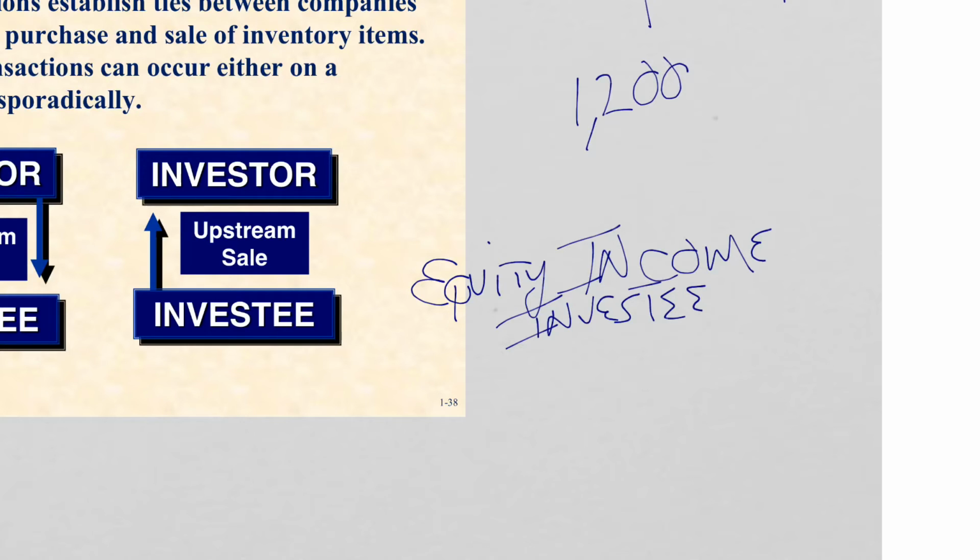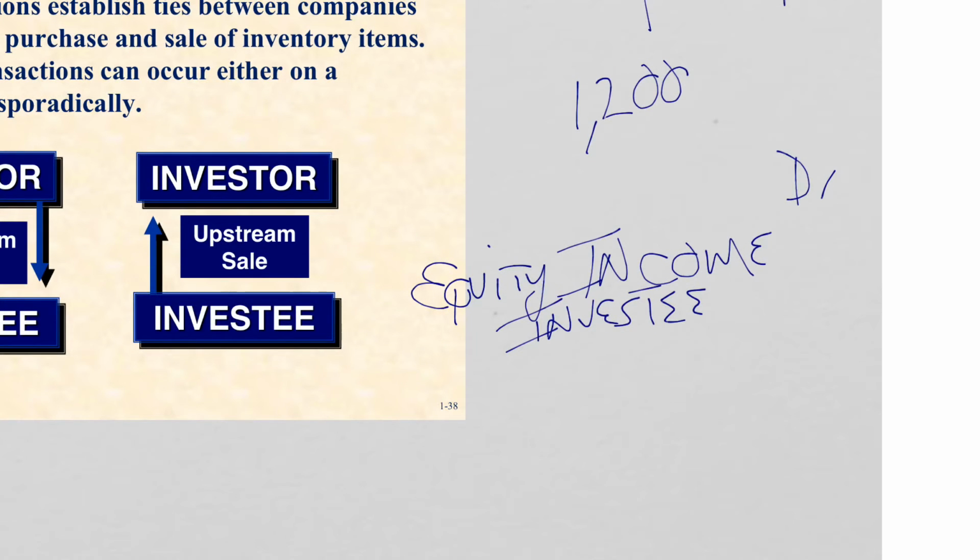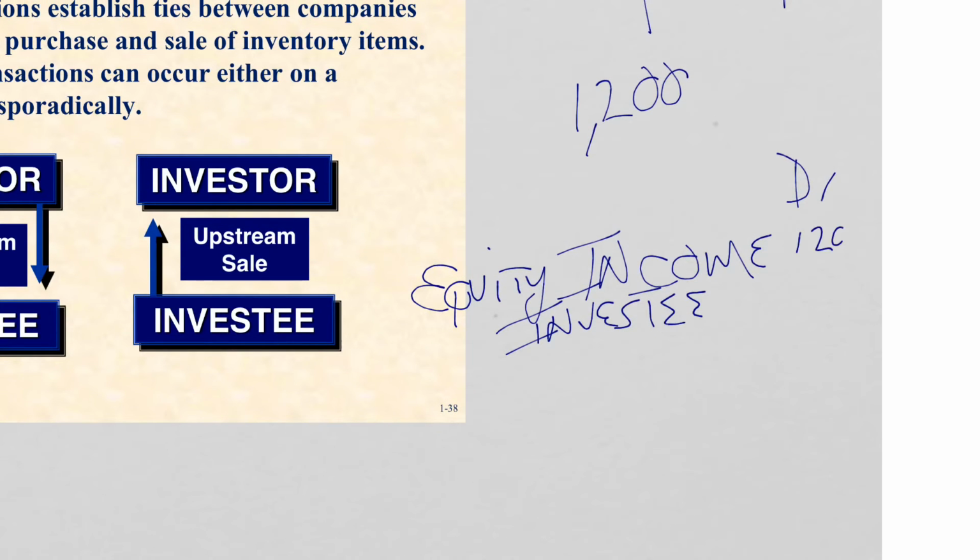And you should be able to figure out, even without looking, that this is the debit, which will be $1,200, as we can imagine, and the credit is the investment account. So you're simply reducing the income by the amount of inventory not sold to outsiders.